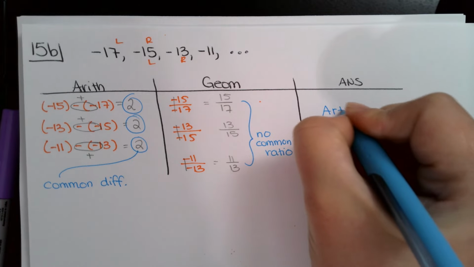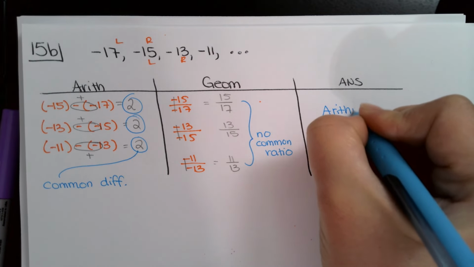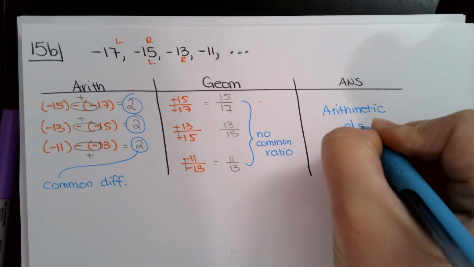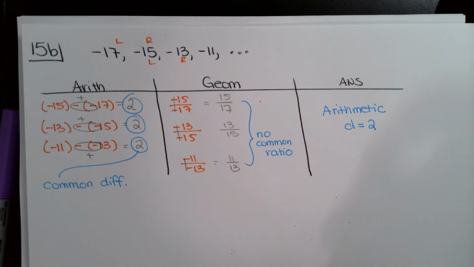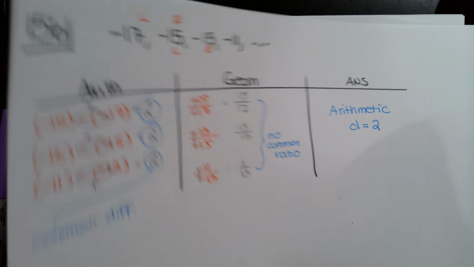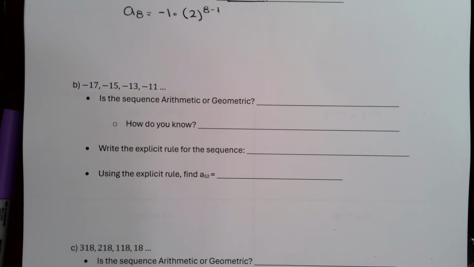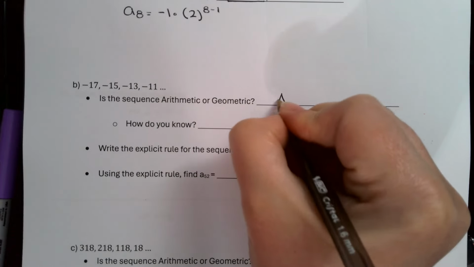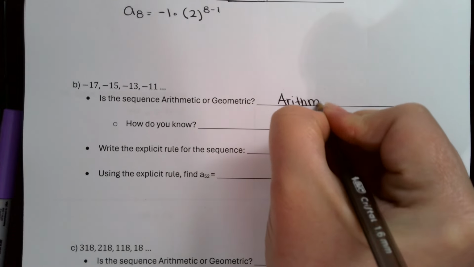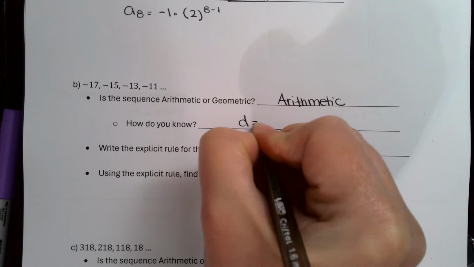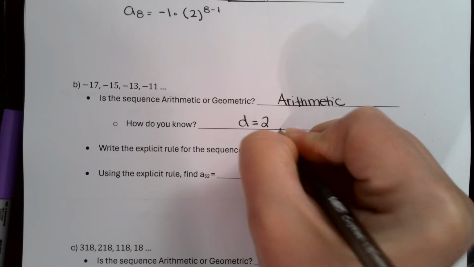So what is our answer? We do have an arithmetic sequence. And how do we know it's arithmetic? Well, the common difference is 2. So let's go back to our worksheet and answer some questions. Is the sequence arithmetic or geometric? We determined that this is arithmetic. How do you know? Well, we know because the common difference was 2.